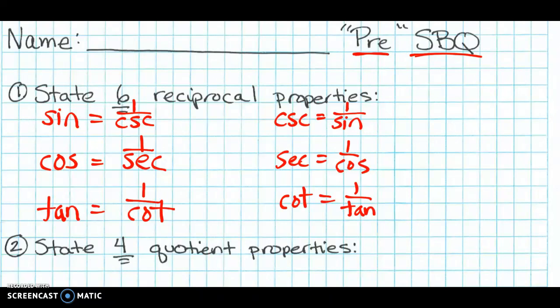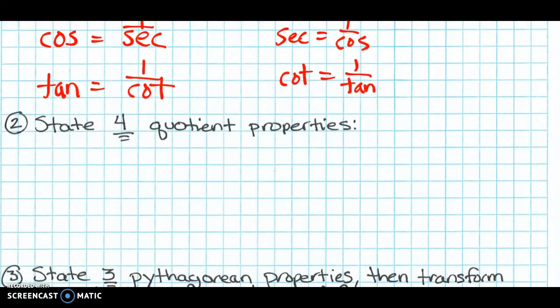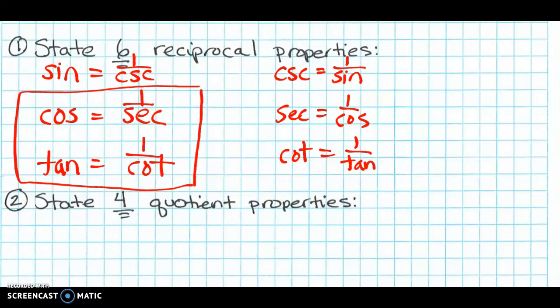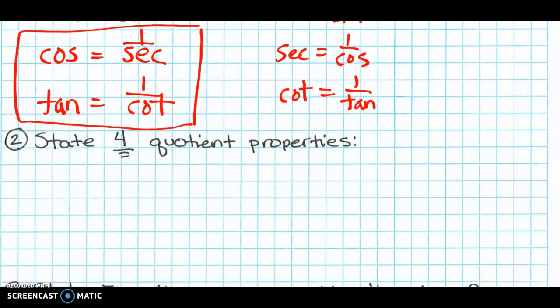The next thing we're going to look at is to state the 4 quotient properties. So let me highlight this again. These are my anchor things. These are what I use to build the other parts of the reciprocals. Now we're going to go to quotient properties, and I use 1 to build from there. I always remember that tangent is the ratio of 2 properties, sine over cosine. Once I have that one, I can use my step above here to do the other stuff.